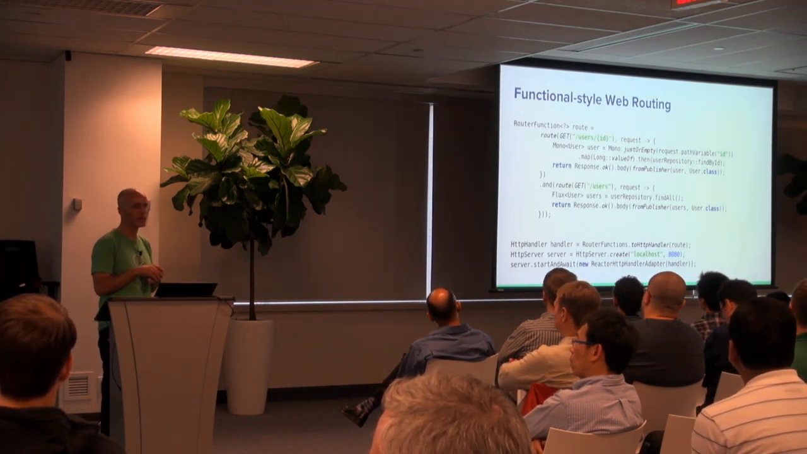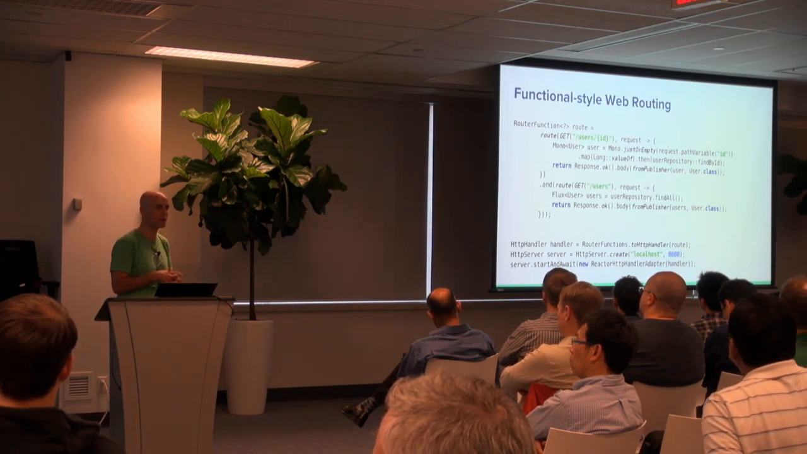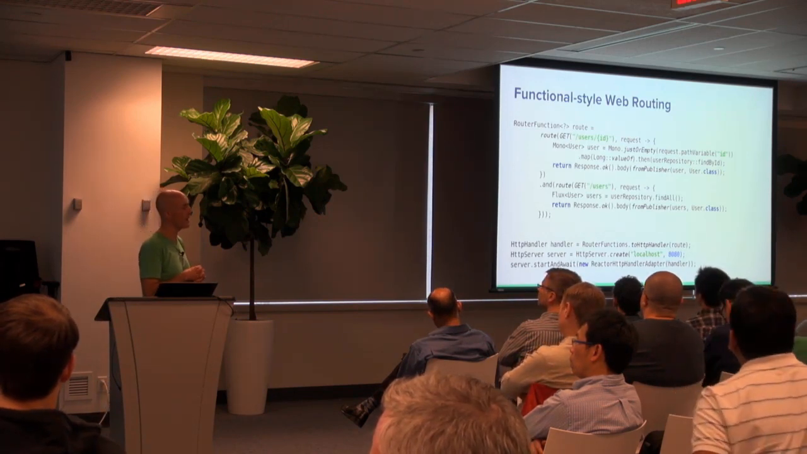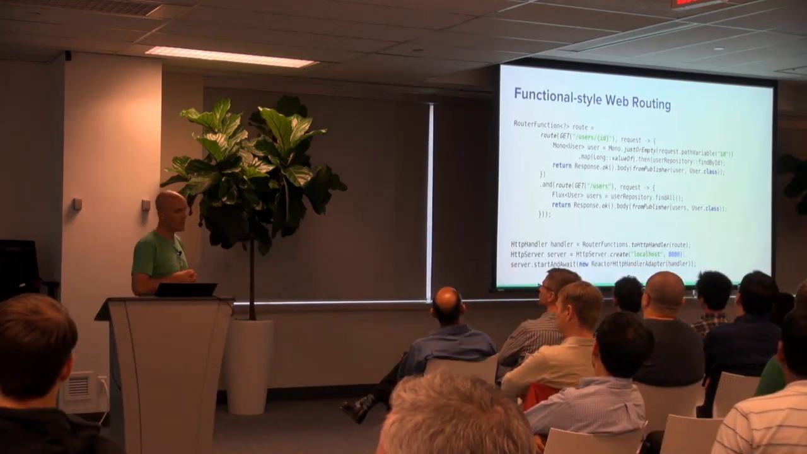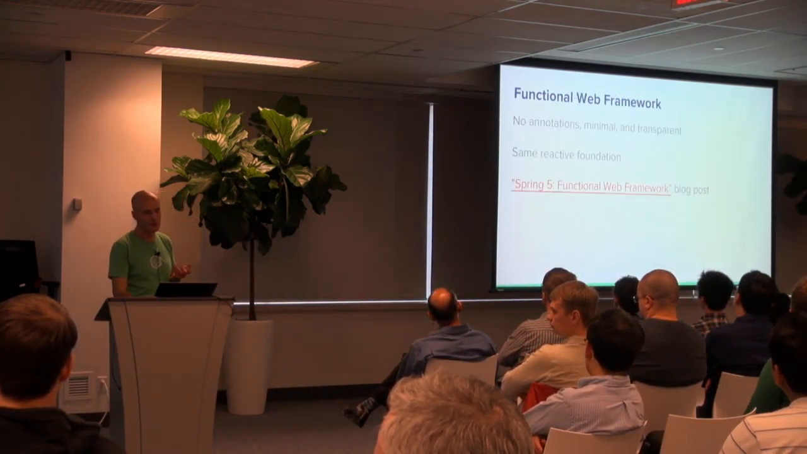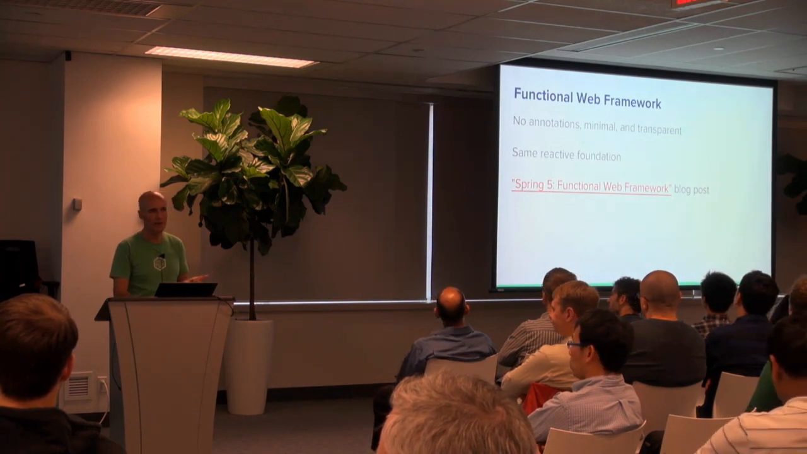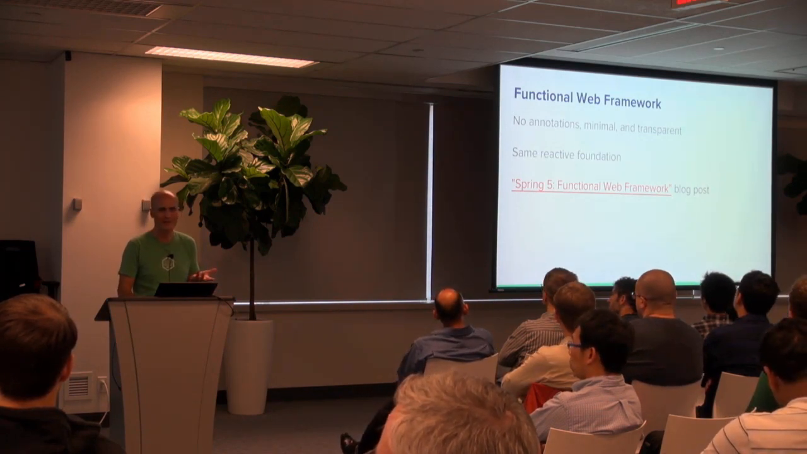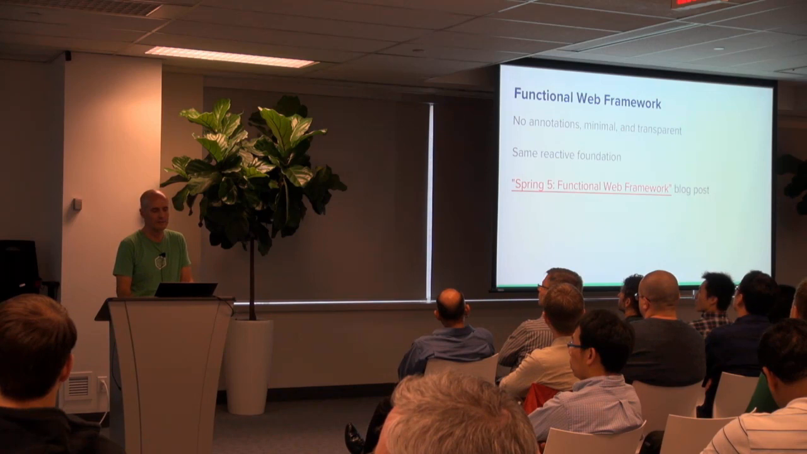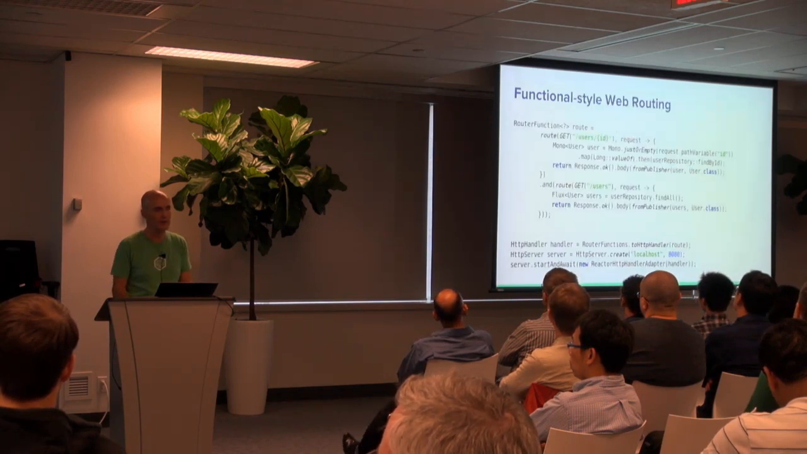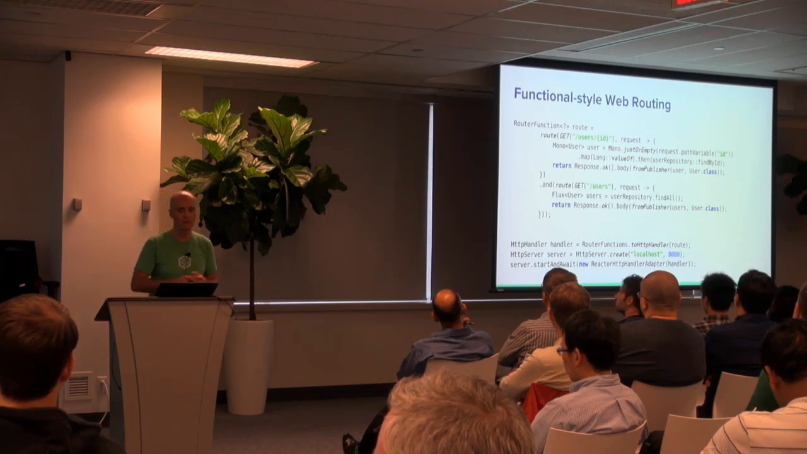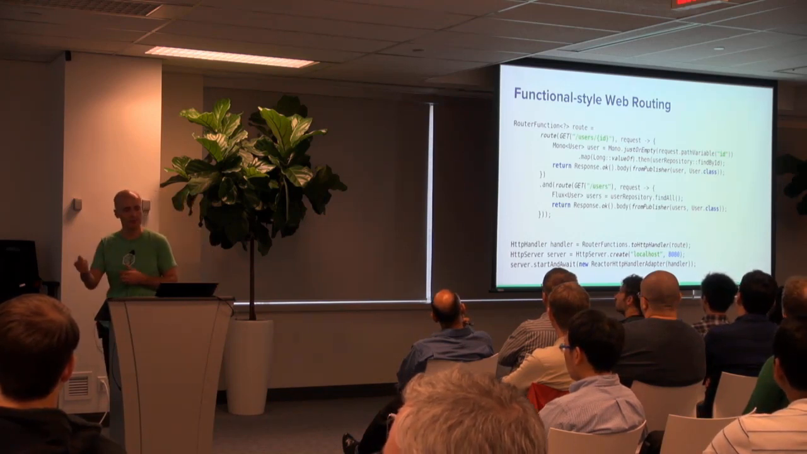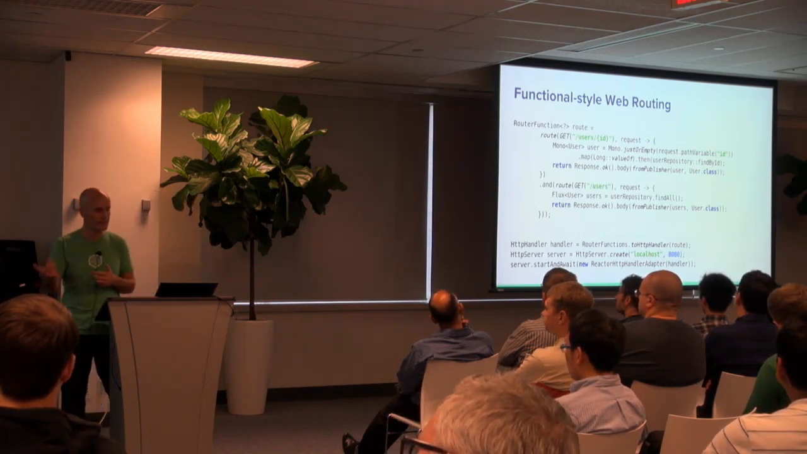It's an interesting alternative that makes sense now that we're Java 8 plus in Spring Framework 5 to provide this alternative. It's very transparent. There are no annotations, there's no reflection. It's very minimal, very transparent. It's like 10 classes maybe on top of the reactive foundation that we already have in HTTP. You can see we're building the routes here. We're saying route this or that. The handling is right there.